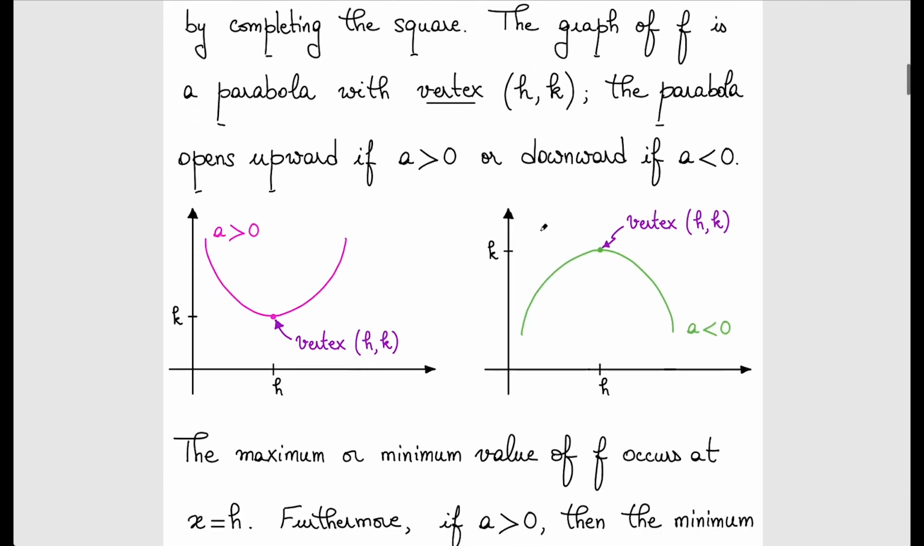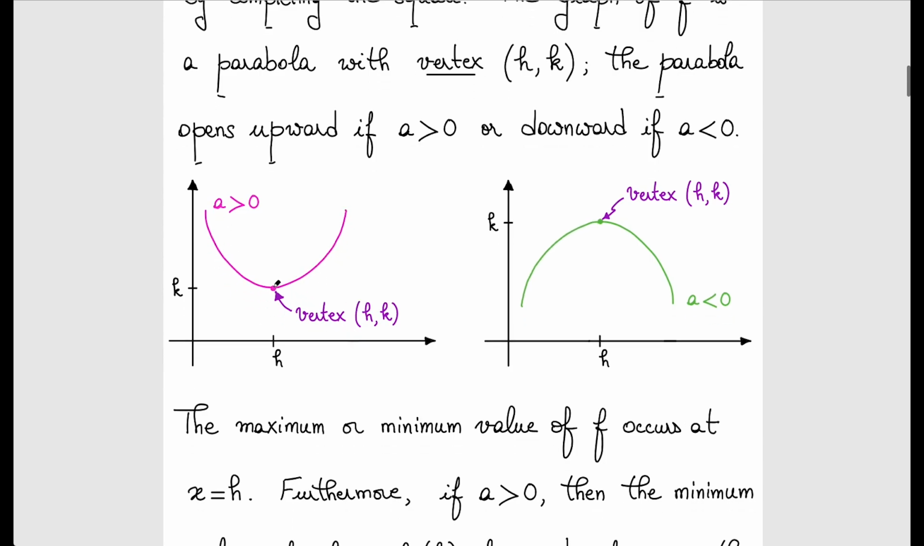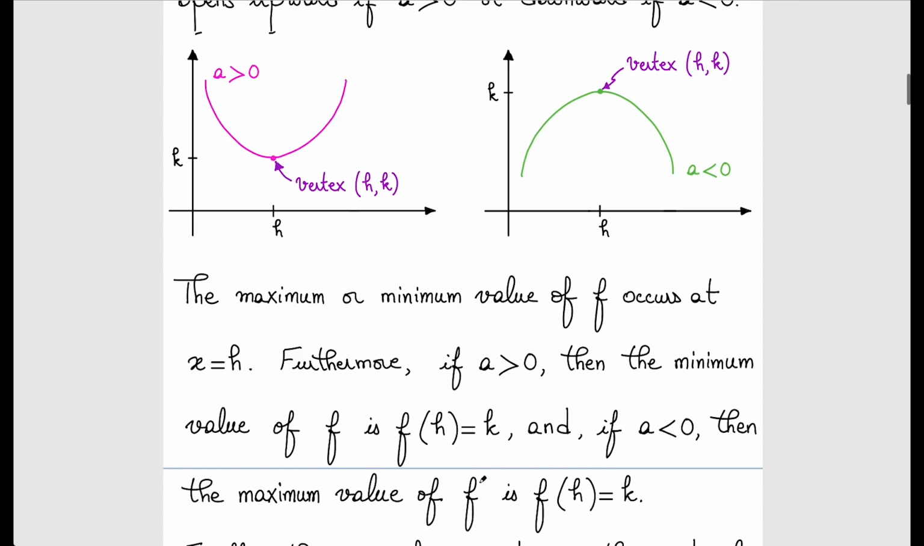Okay, all right, and now if it opens upward, at this vertex here, so at x equals h, the function is going to reach its lowest value, so it's called the minimum value. And if the function opens downward, then when x is equal to h, the function is going to reach its highest value, which is the maximum value, correct? So you're going to get this.